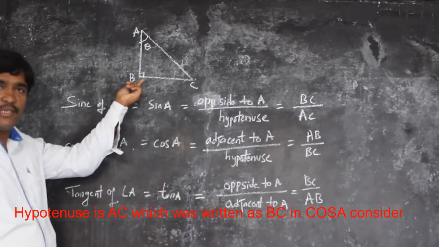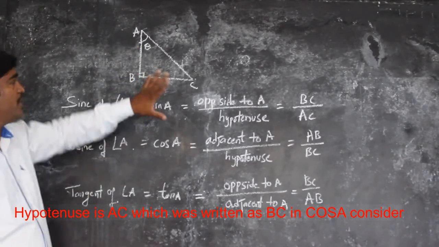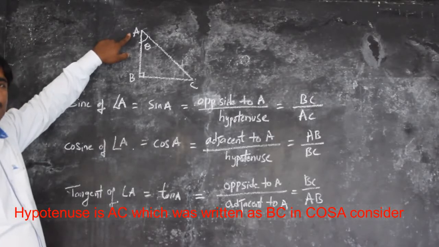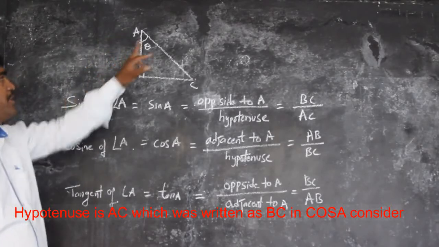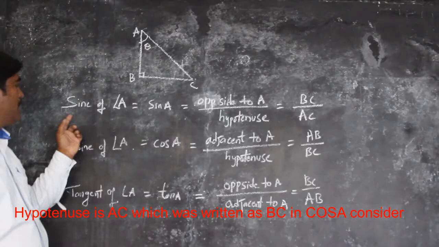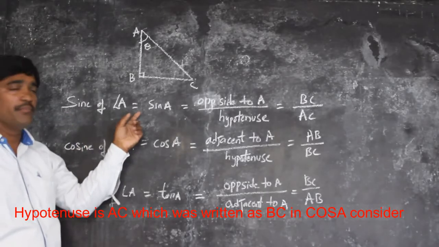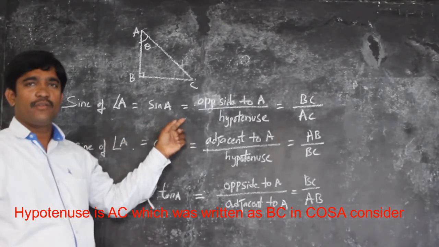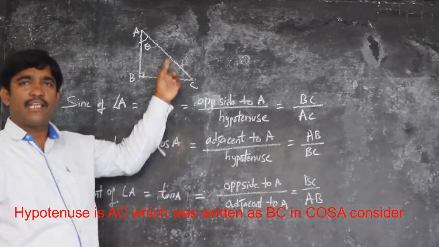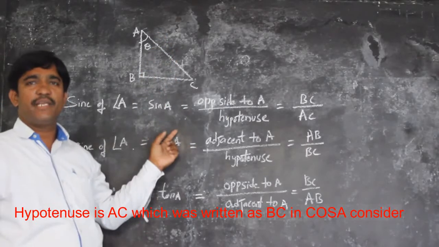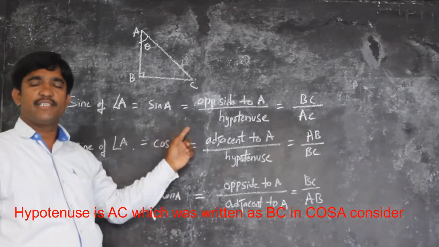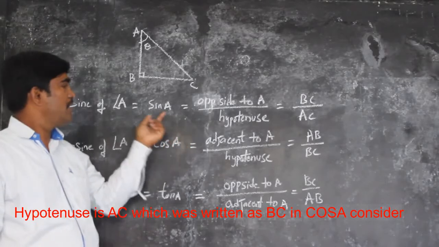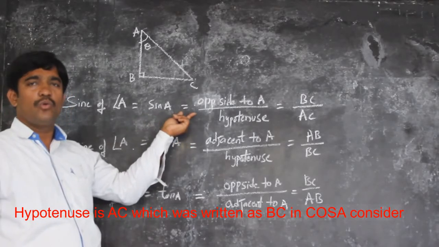If the angle is at B, I will take sine of B. Here, the angle is present at A, so I will compare everything with A. Now sine of A, or simply sine A. Why am I saying A? Because the angle is at A. If it is at B, I will say sine B. If it is at C, I will say sine C. Now sine A is equal to, what is the ratio?